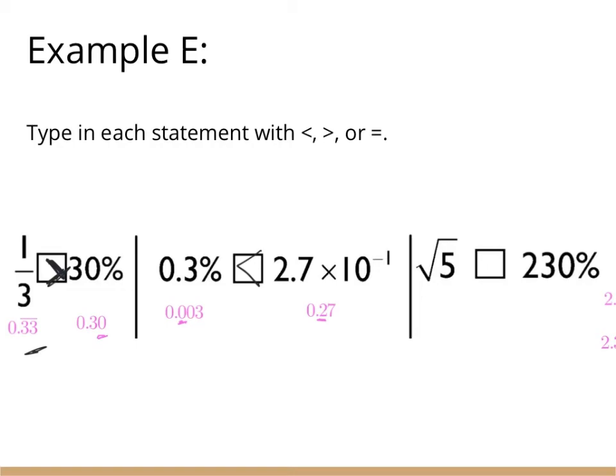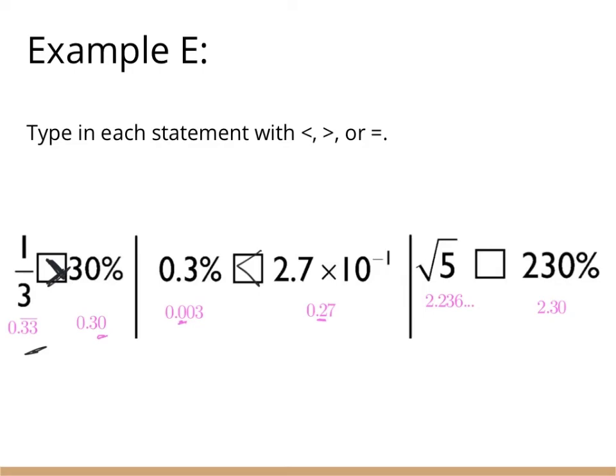Let's take a look at my last problem here. I've got the square root of 5, so I'm going to take my 5, put it in my calculator. When I go ahead and do that, I end up with 2.236, on and on forever and ever. And then I've got 230%. So again, I'm going to divide that by 100, or move my decimal 2 places to the left. When I do that, I end up with 2.30.